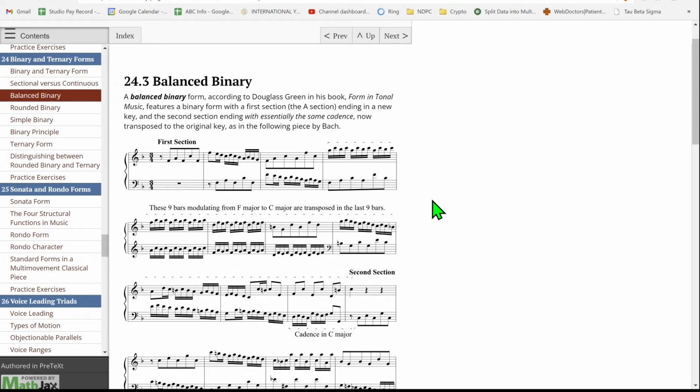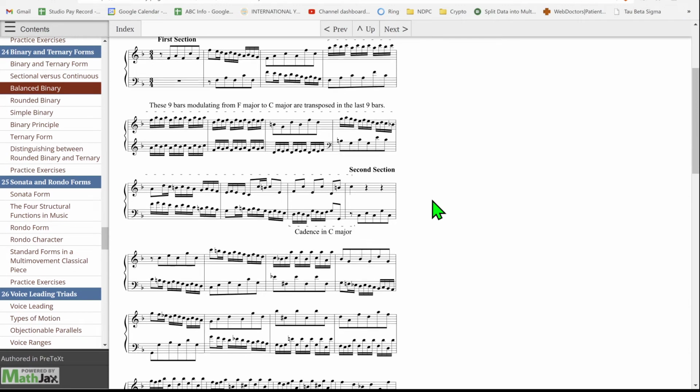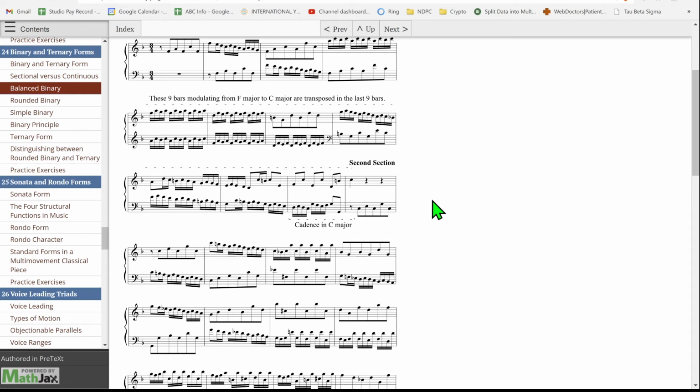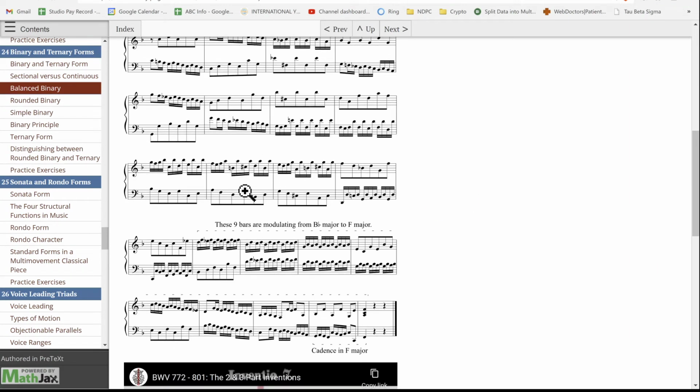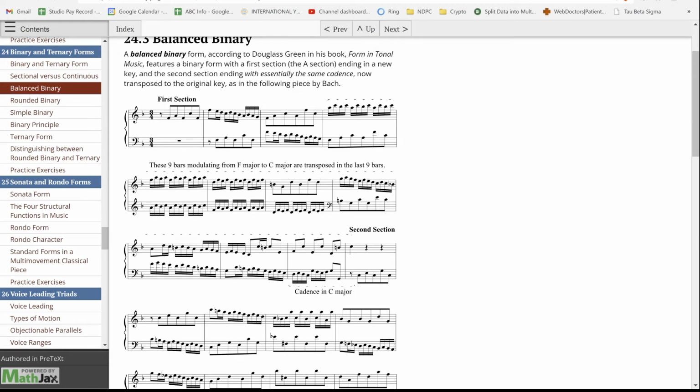Now, another way of thinking of this, because sometimes it can be a little confusing: another component that I think is important for balance is that the ending of both sections must be similar. Basically, the first section ends in the new key, but it uses the same material in the original key at the end of the second section, right? So I can show you an example of this.